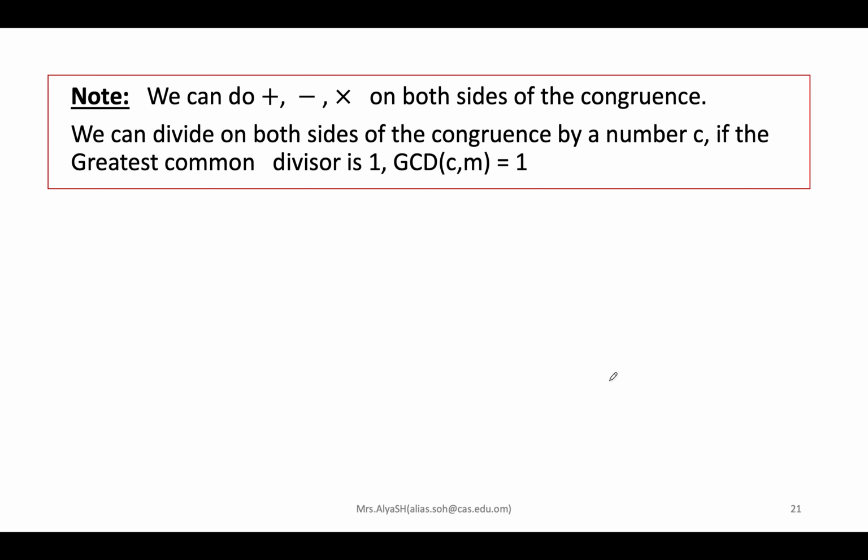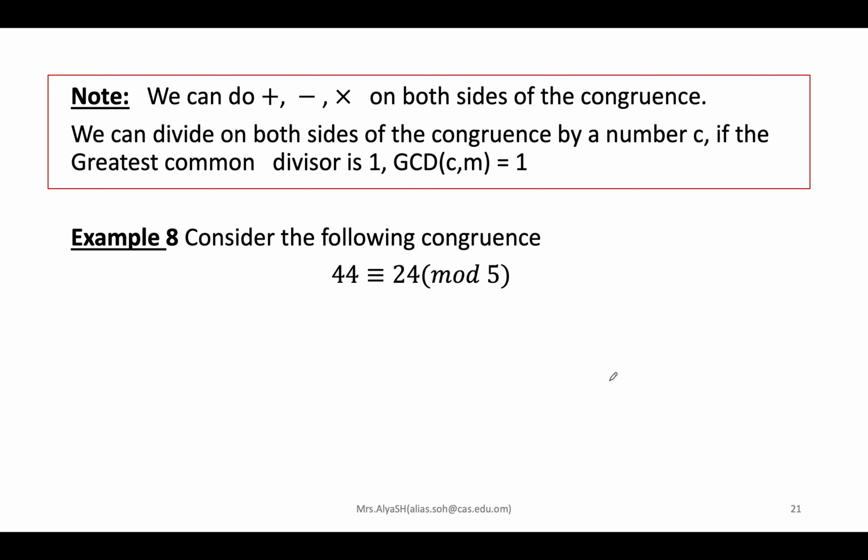Here we have a small note: we can add, subtract, and multiply on both sides of a congruence and the relation won't change. But we can only divide both sides of a congruence by a number c, with no change in the relation, if the greatest common divisor is 1. So in order to divide both sides of a congruence by a number, it should have a greatest common divisor with m of 1. So let's see the example here.